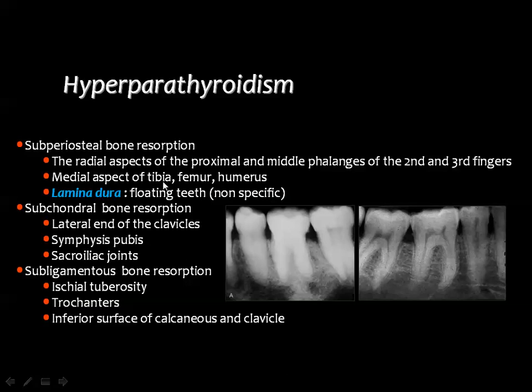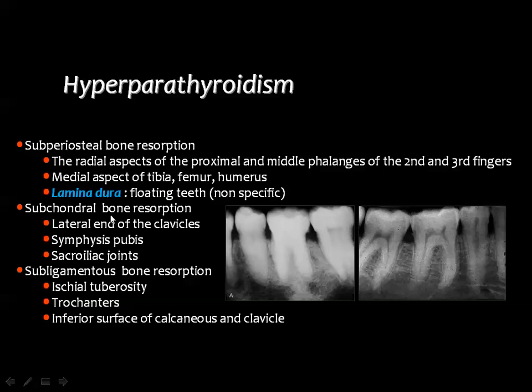Also in the medial aspect of the tibia, femur, and the humerus, and also in the lamina dura of the teeth. If you look here at a normal tooth, you see a very fine line of calcium that is bordering the root of the tooth, and this is known as the lamina dura. In cases of hyperparathyroidism, this calcium is very friable and it will be absorbed. Then you get loss of the lamina dura, which, as stated here, is a non-specific sign.